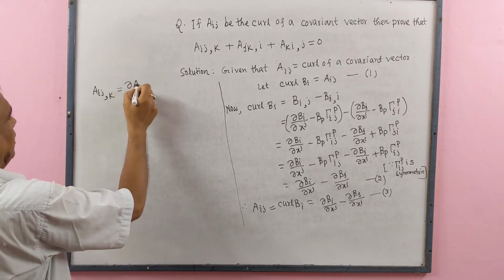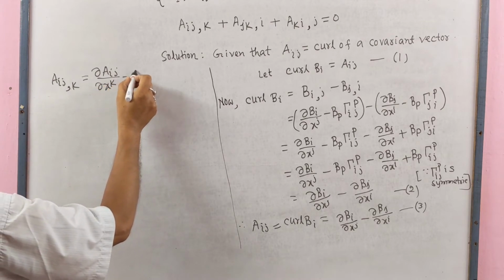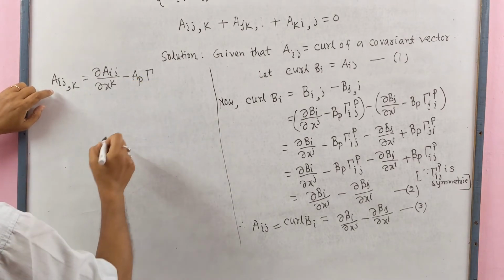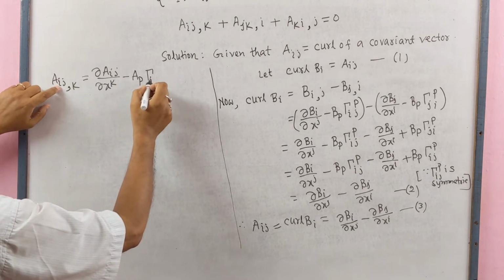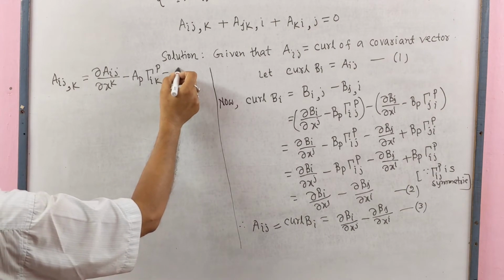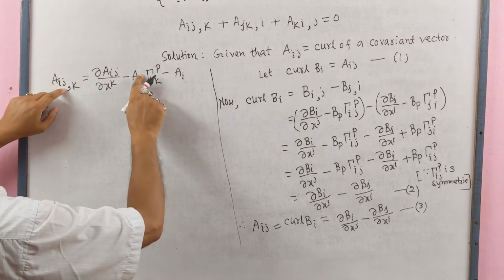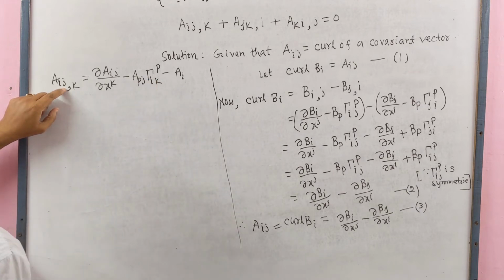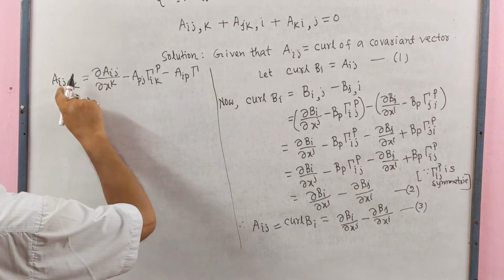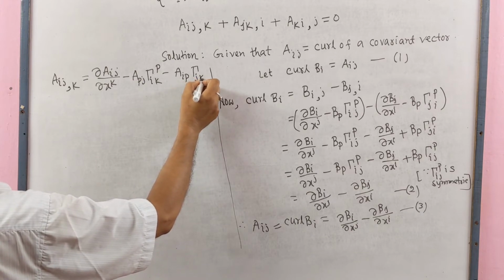This is equal to ∂a_ij/∂x_k minus a, we replace first i by p, Christoffel symbol of the second kind, we have replaced i, so here we write i, here k and here p, minus a_i, we replace j by p, here we write p j, i p, Christoffel symbol of the second kind, we have replaced j, so here we write j, here k, here p.